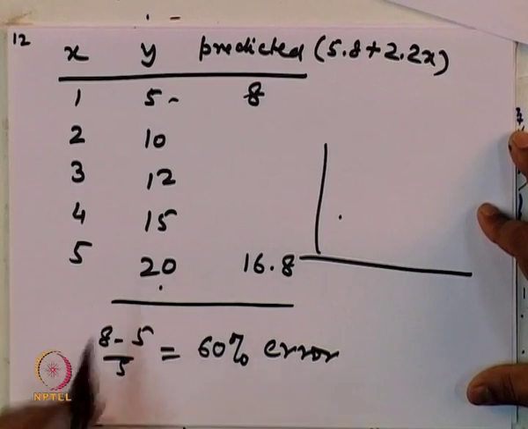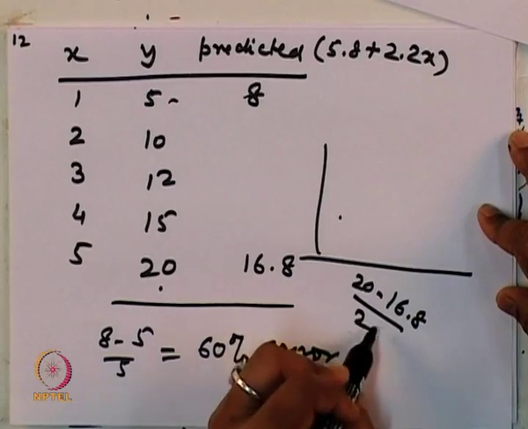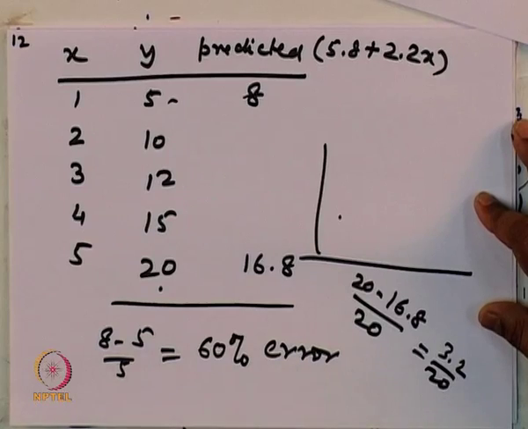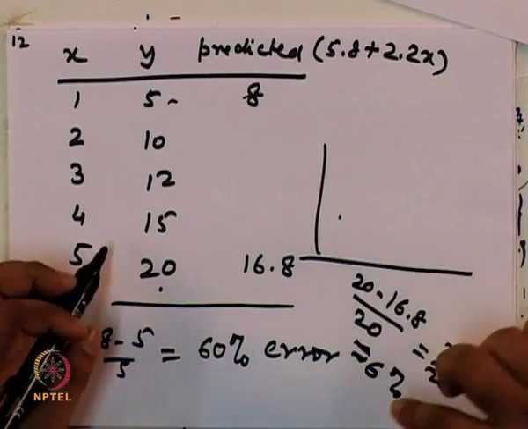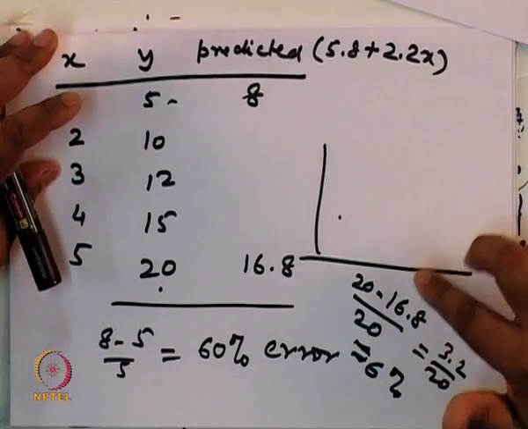Okay. In here your error is 16.8 against 20. So, roughly 20 minus 16.8 by 20 is equal to 3.2 by 20, which is only 6%. Okay. So, this raises a very important point. When you mark these errors as y increases, okay, so what you see?